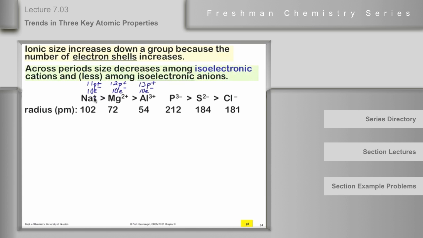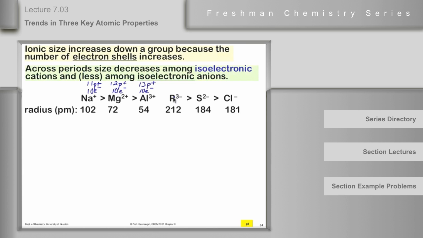So sodium ion is larger, bigger radius than magnesium ion. And magnesium, likewise, is larger than aluminum ion. Aluminum will be the smallest because it has 13 positive charges squeezing 10 negative charges. Does that make sense? Question?